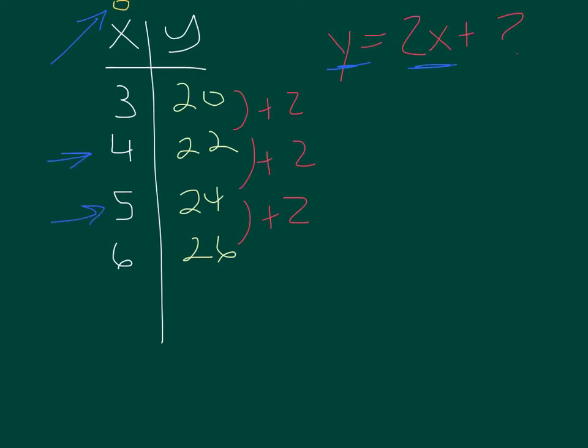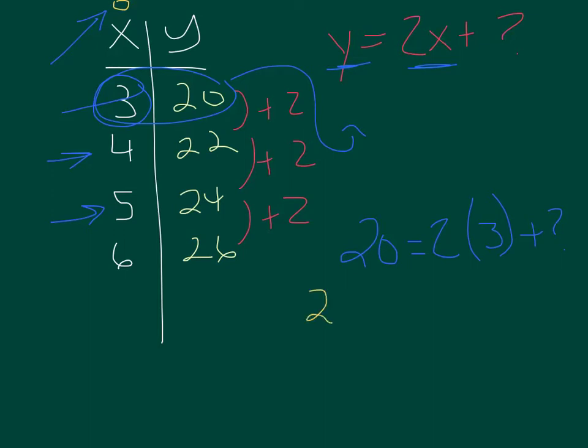So for example, let's take the 3 and the 20 just because the numbers are the smallest. Instead of the x, I'm going to use this 3, and instead of the y, I'm going to have the 20. 20 equals, the 2 is my coefficient, the x here is the 3 that matches with, plus something. And I can now solve it like a regular old equation. 20 equals 6 plus something. I can subtract 6 from both sides. And so 14 equals my unknown value, which is also my constant.